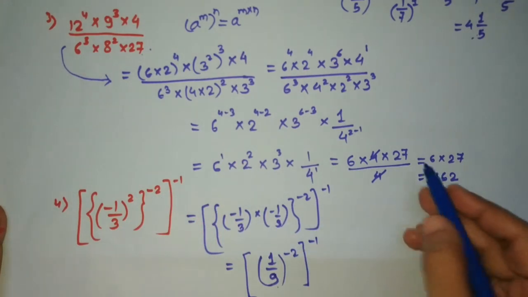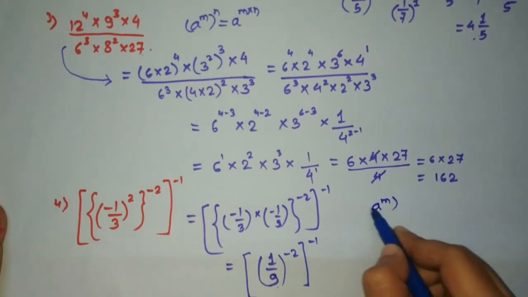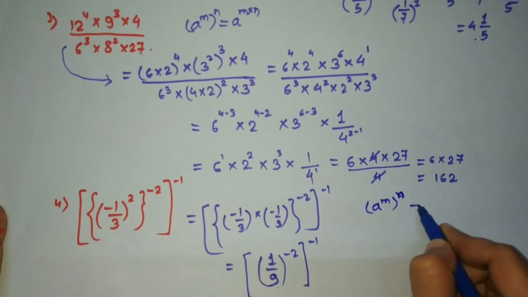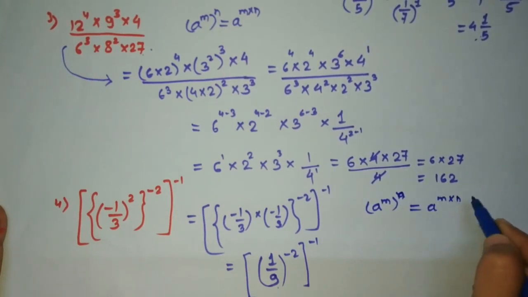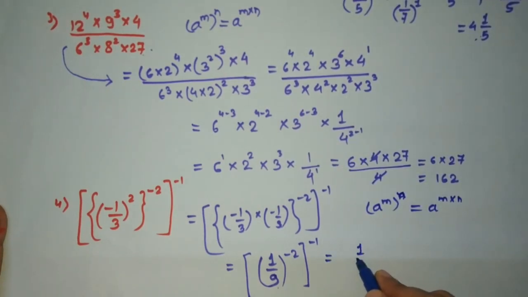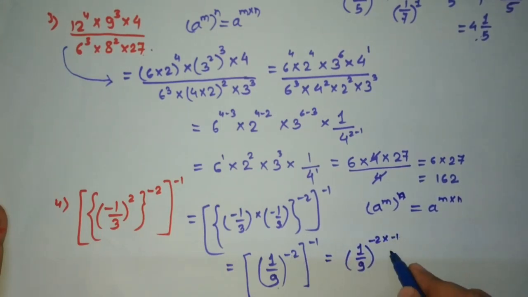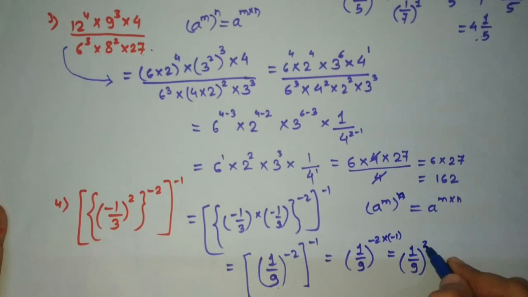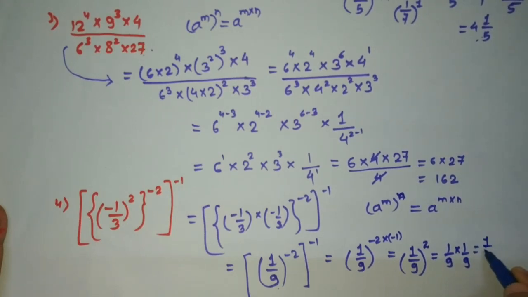Power of power, we know that (a^m)^n is equal to a to the power m multiplied by n. So we'll solve it: 1/9 to the power -2 into -1. Here -2 multiplied by -1 is nothing but a positive 2. So 1/9 two times, so here we get 1/81. Here 1 ones are 1 and 9 times 9 is 81.